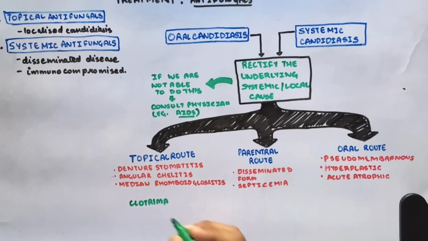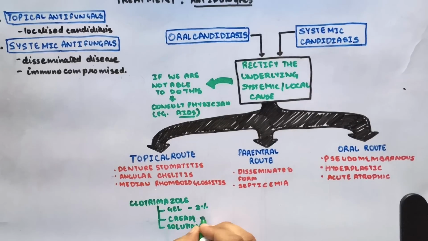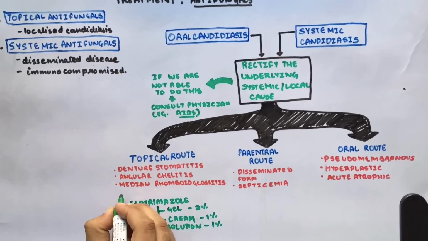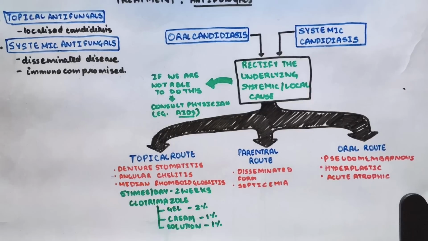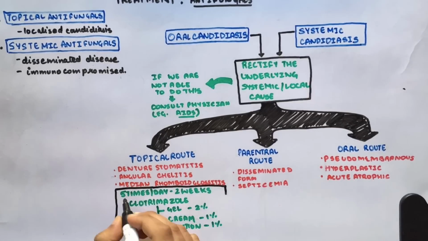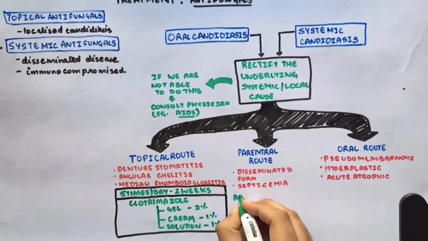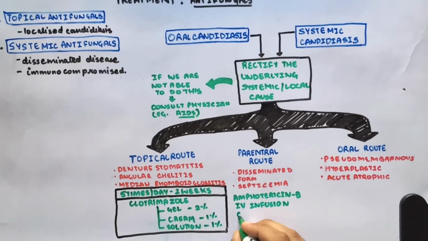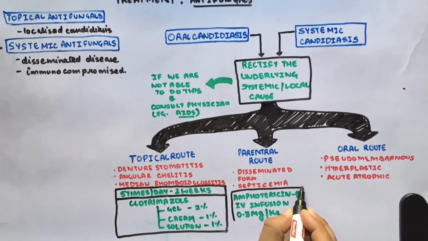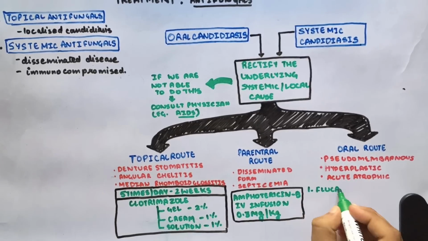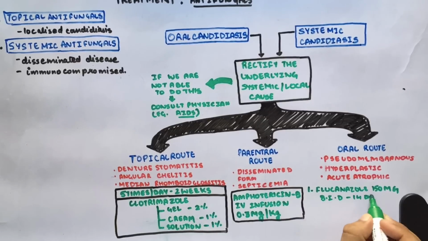In the topical route, clotrimazole can be used in any form, gel, cream or solution, 5 times a day for 2 weeks. In the parenteral route, amphotericin B is given as IV infusion, 0.3 mg per kilogram. In the oral route, fluconazole or ketoconazole can be given in the dosages mentioned.